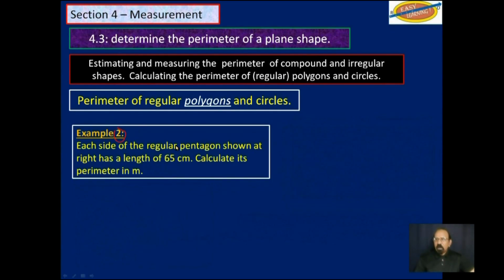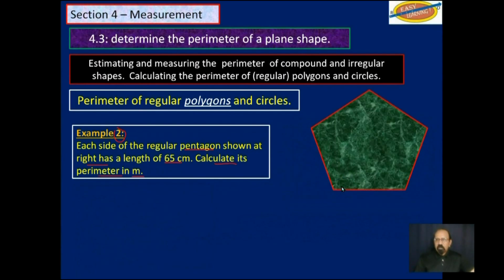Each side of the regular pentagon shown at right has a length of 65 centimeters. Calculate its perimeter in meters. So this is a regular pentagon, meaning that all sides are equal. If you know that this one side is 65 centimeters, you want to find the distance around.